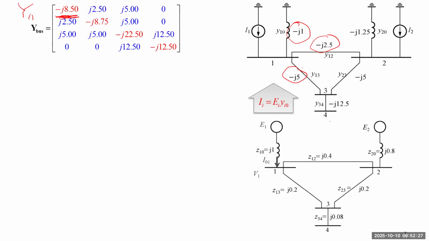Let's try bus 4. This item is supposed to be a capital Y44. For the first item, we need to consider this one to the ground. But because bus 4 has no source, there's no impedance to the ground, so the first item becomes 0. And bus 4 only has a direct connection to bus 3, so eventually you only need to consider this single admittance. So that is the same.